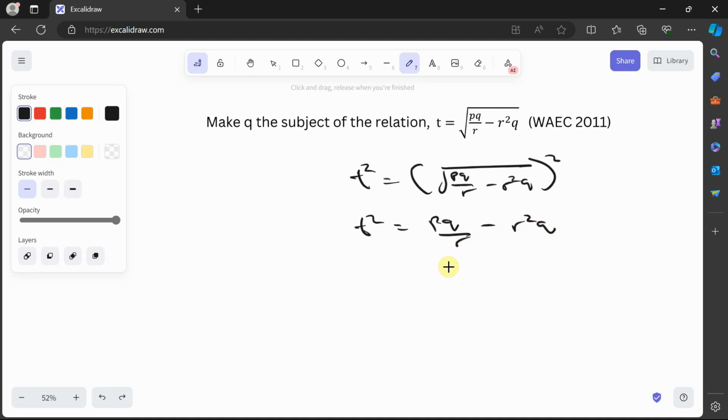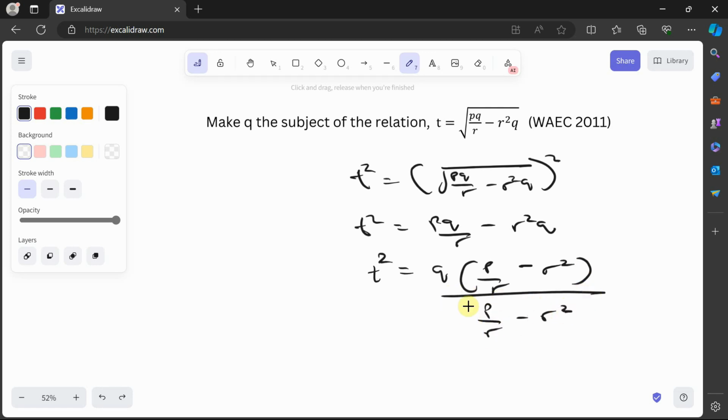We want to make q the subject of the formula. So q is present here, q is present, I can factor out that q. That is t squared is equal to q open brackets, q divided by q gives me p over r, minus q divided by q gives me r squared. So all I need to do is divide both sides by p over r minus r squared. So all over p over r minus r squared.